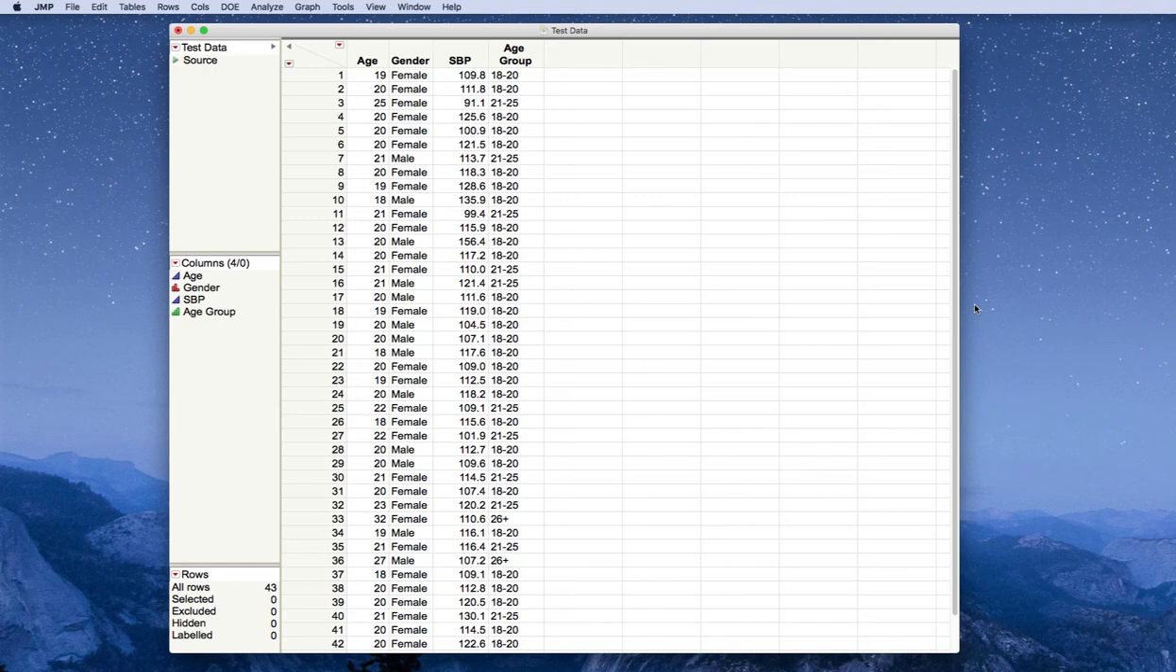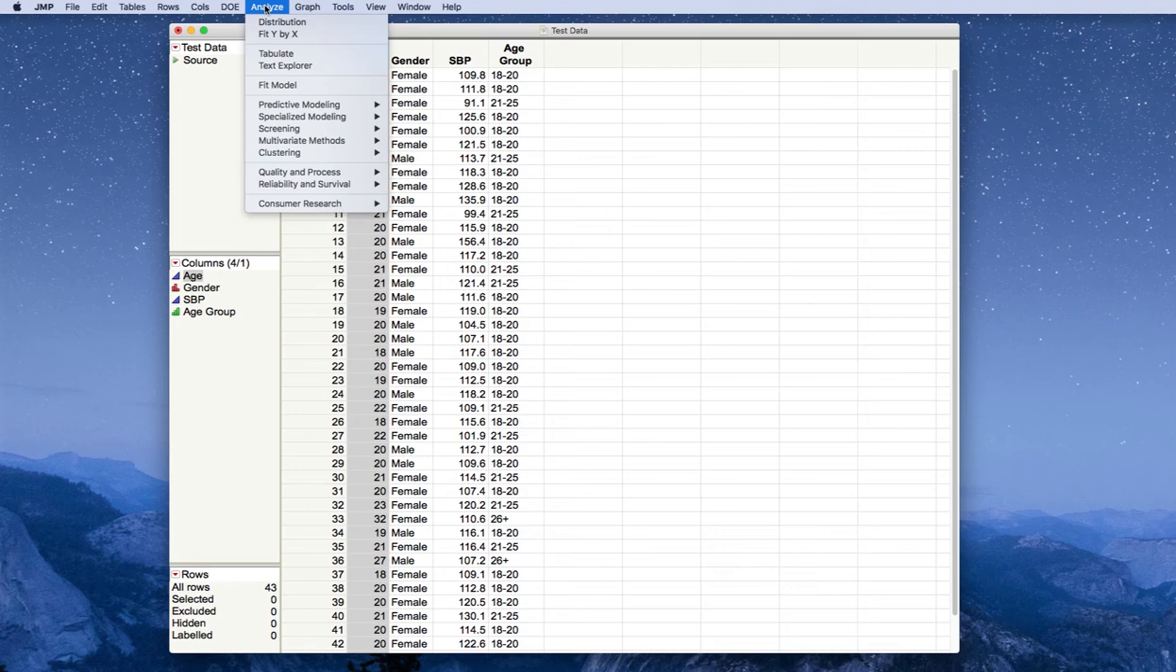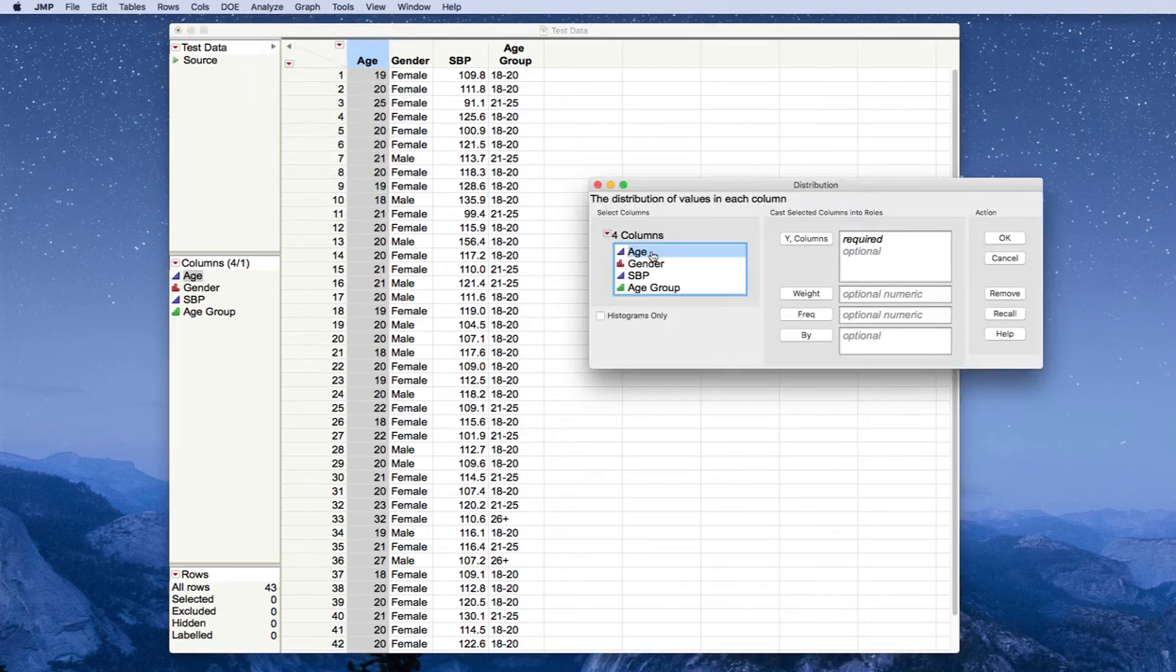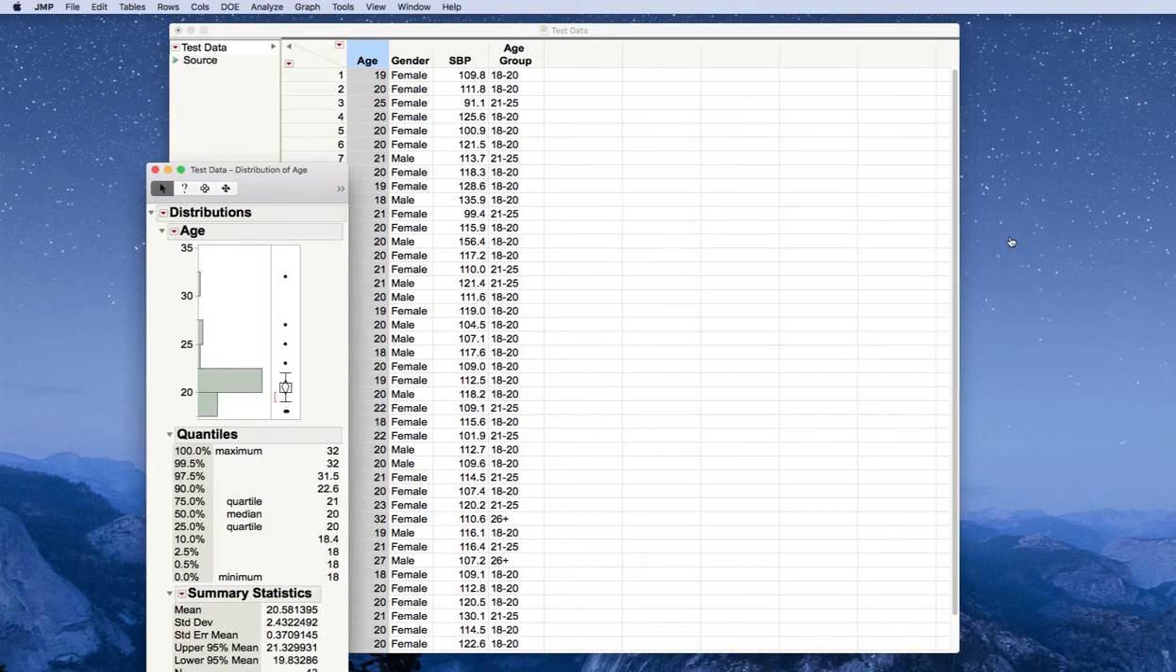With the test data open in JMP, to first take a look at a continuous variable, age, you can tell that it is a continuous variable as you look here under the columns menu. There's a blue triangle. That means it is a numeric continuous variable. Go up to the Analyze menu, Distribution, select Age, and click on Y columns, and press OK.